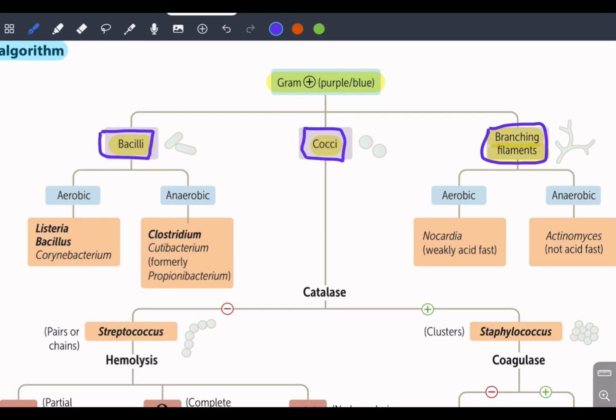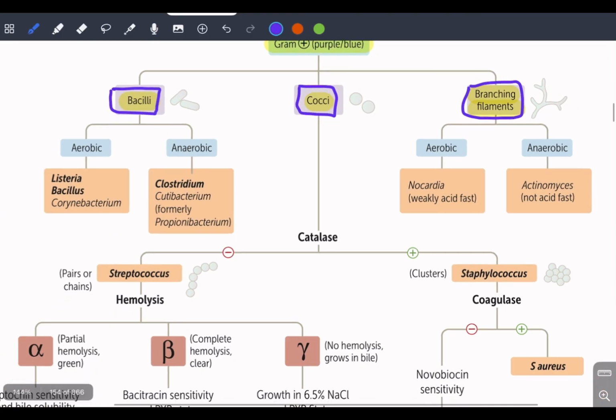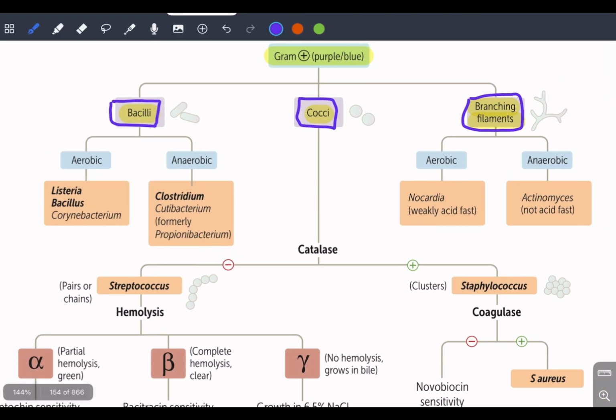So bacilli are rod shaped, cocci are round or oval, and branching filaments have different branches. First of all, let's talk about bacilli. Bacilli include two types: aerobic and anaerobic. Aerobic are those bacteria that live in the presence of oxygen, and anaerobic are those that live in the absence of oxygen. So oxygen is toxic to them.